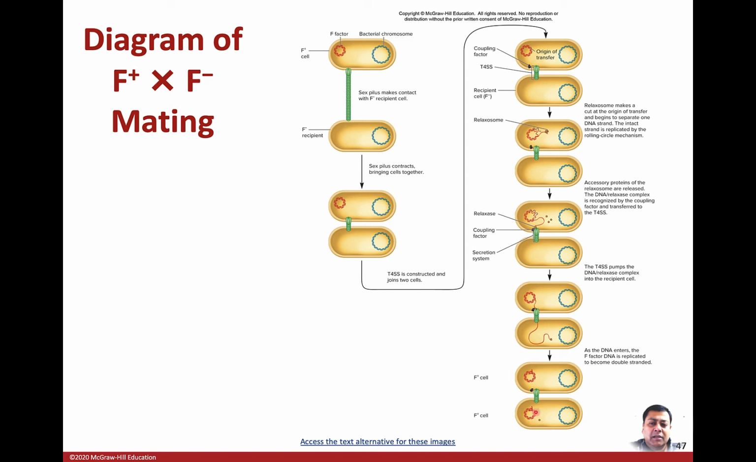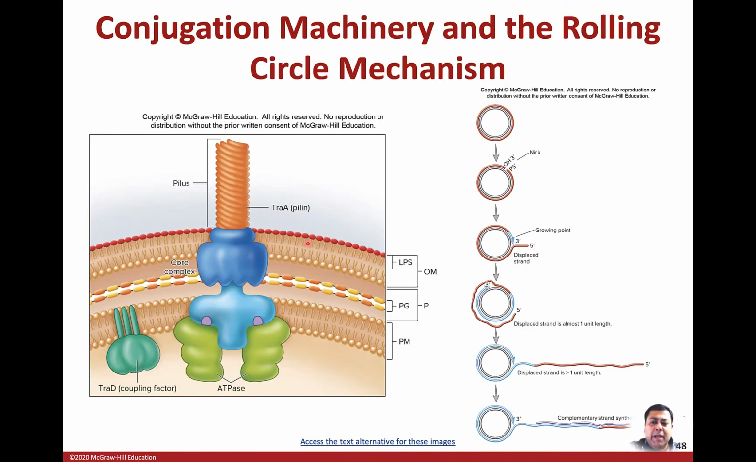Now this bacteria becomes the F plus cell. So a single strand of this F plasmid is transferred. Now it becomes double-stranded. Now this original F minus cell, which was a fertility factor negative cell, becomes a fertility factor positive cell. So this cell will now be able to do the same function again. So this is your F plus and F minus mating. So this is the conjugation machinery and how this rolling circle mechanism works.